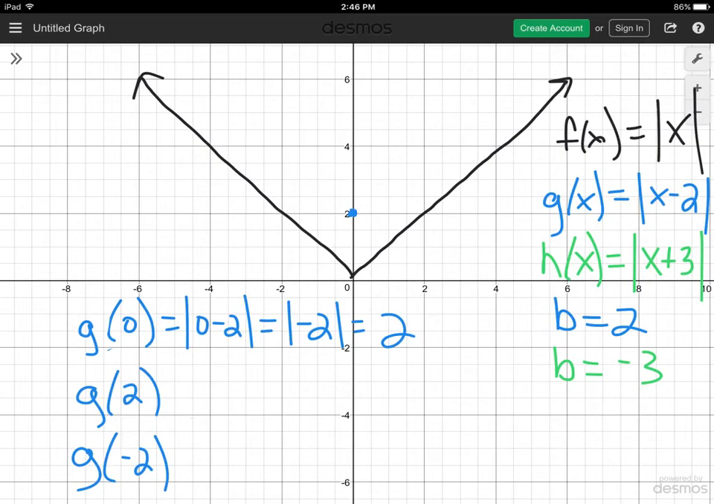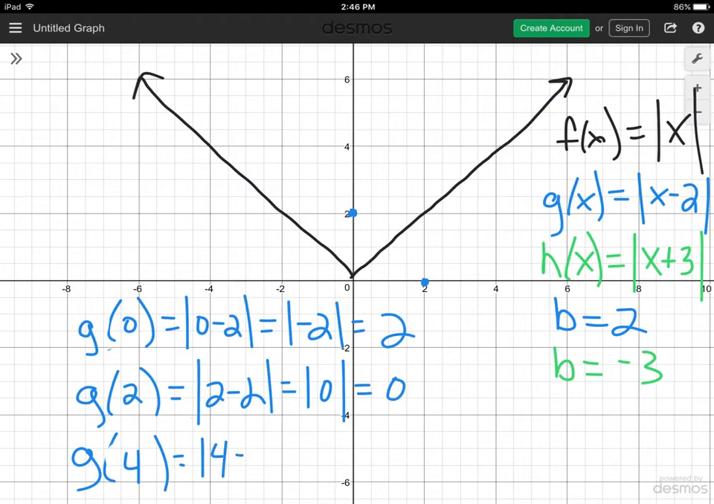When I plug in positive 2, we get the absolute value of 2 minus 2, and we would get the absolute value of 0. So when the input was 2, the output was 0. And I'm going to change this one up. Let's do 4 here. When we plug in 4, the absolute value of 4 minus 2 is the absolute value of 2, which is 2. So when it was 4, the absolute value is 2.